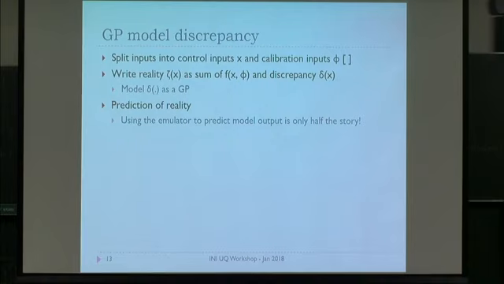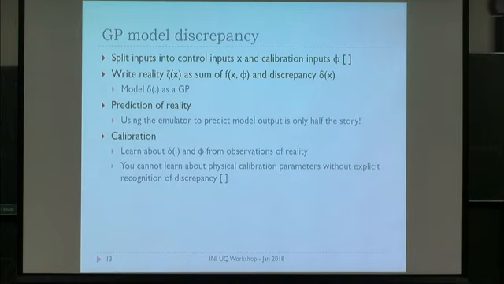And notice that discrepancy depends only on the x part and not on the calibration parameters. The calibration parameters, if you like, are fixed by the world, but x is the thing we vary. As we vary it, we get different instances of the simulator. So now we can use the emulator plus emulating the discrepancy to predict the reality.